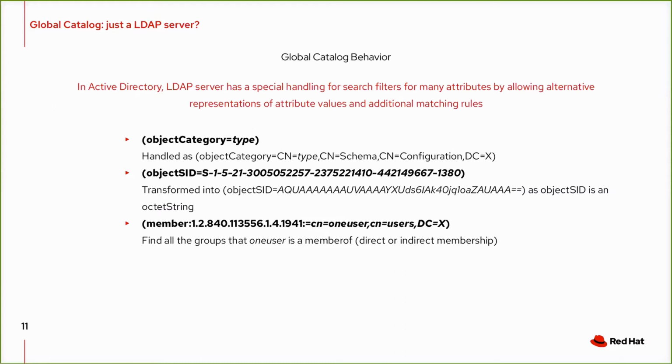Another example of special behavior is the use of extensible matching rules. For instance, it's possible to make a search request in order to find all the groups for a given user. And with this extensible matching rule, the global catalog would return all the groups that are obtained through either direct or indirect membership.